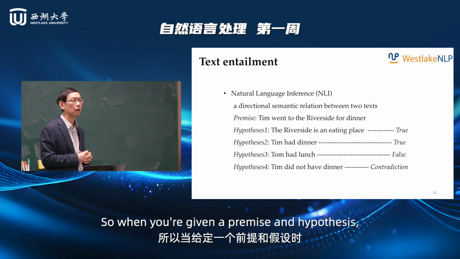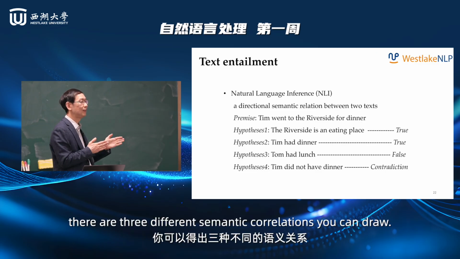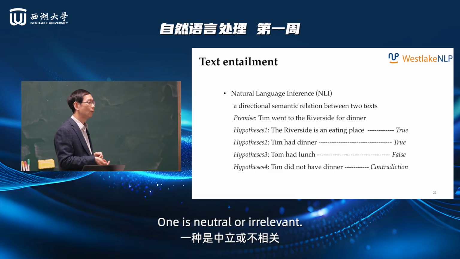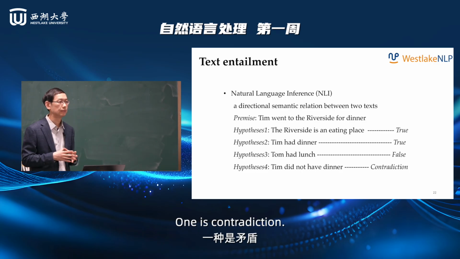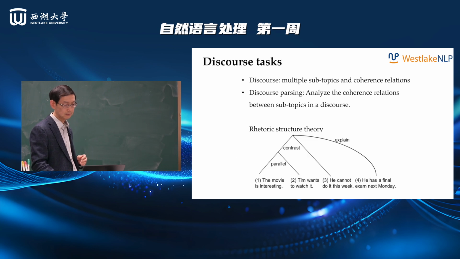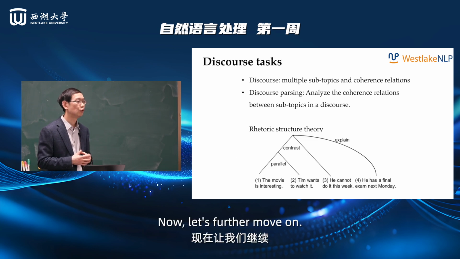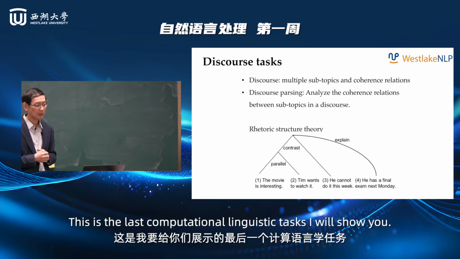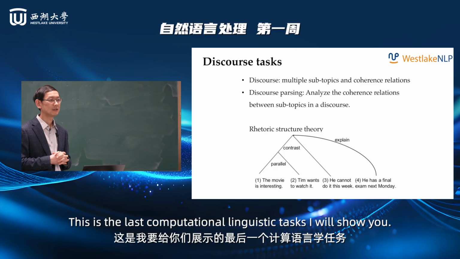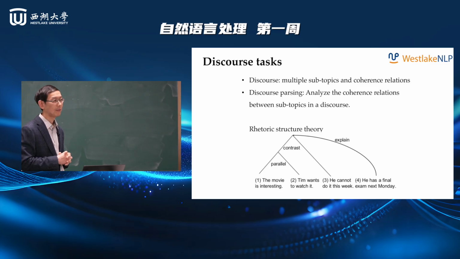So when you're given a premise and a hypothesis, there are three different semantic correlations you can draw. One is entailment, one is neutral or irrelevant, one is contradiction, right? Now let's further move on. This is the last computational linguistics task I will show you.